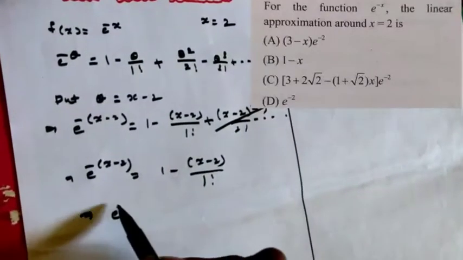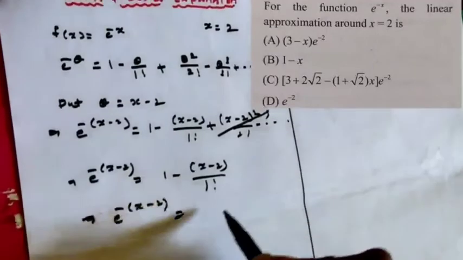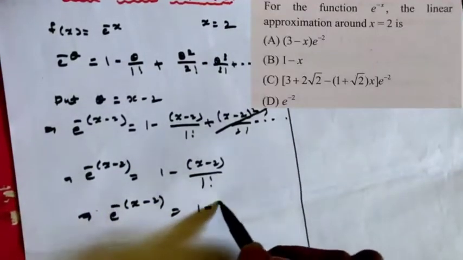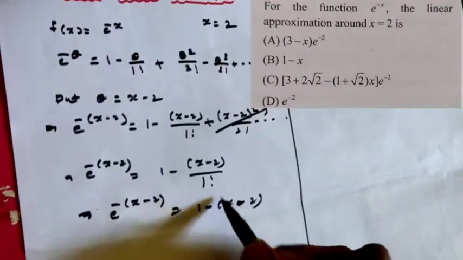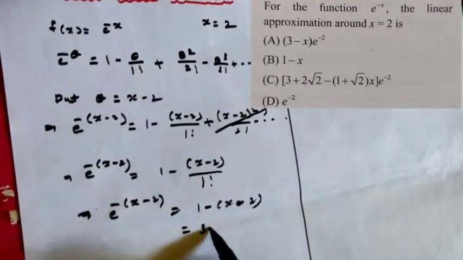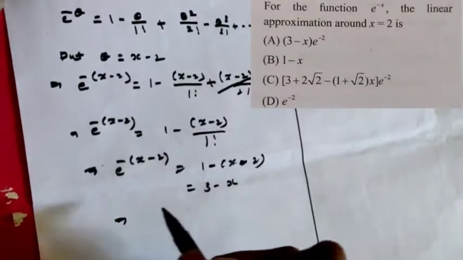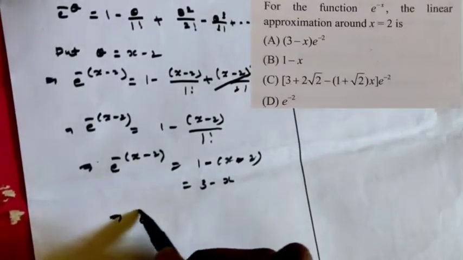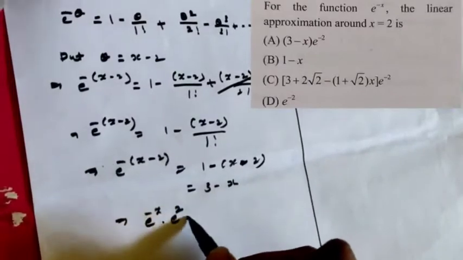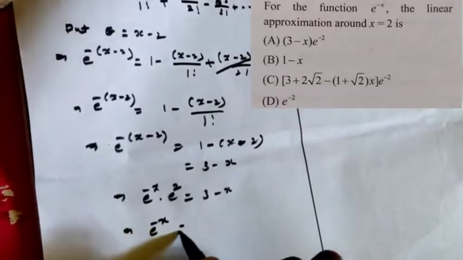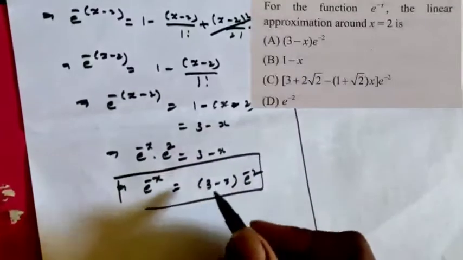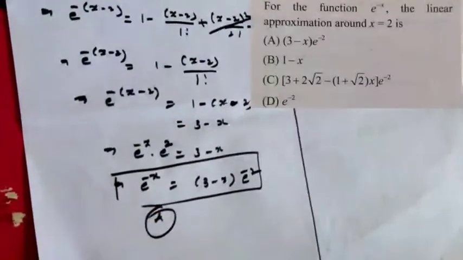Then this is equal to e power of minus (x minus 2). Simplifying, 1 minus (x minus 2), with 1 factorial being only 1, is equal to 3 minus x. This splits into e power of minus x into e square, which is equal to 3 minus x. So e power of minus x equals (3 minus x) into e power of minus 2. This is our required answer. Therefore the correct option is option A.